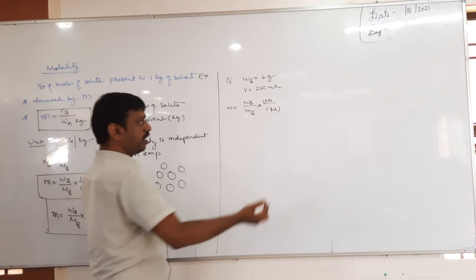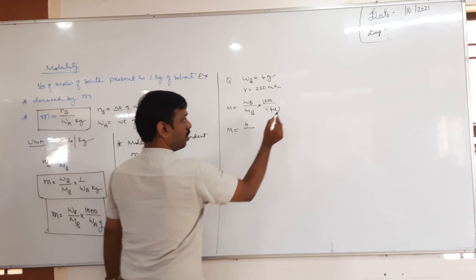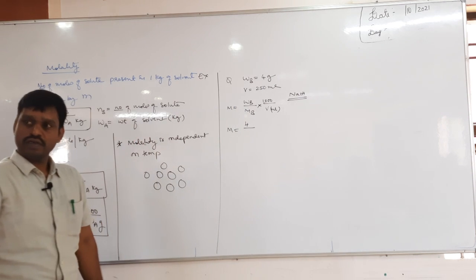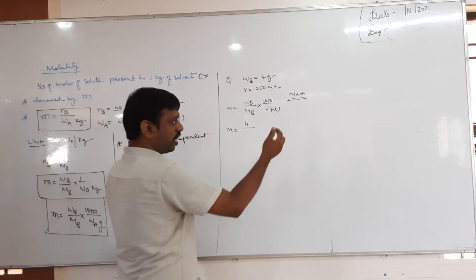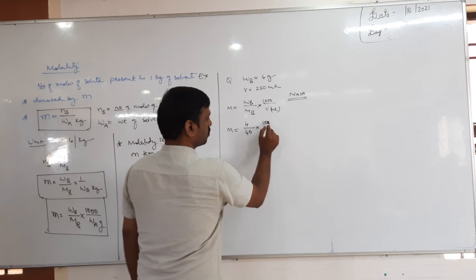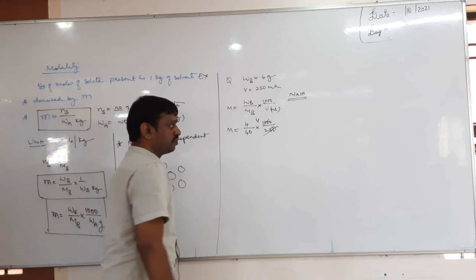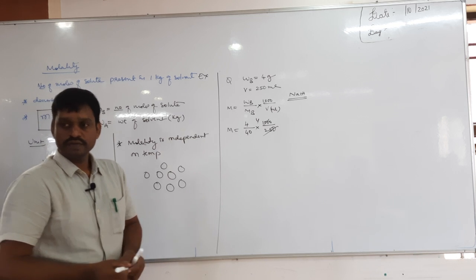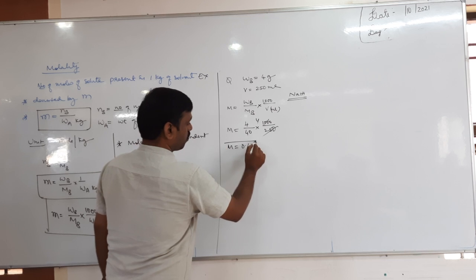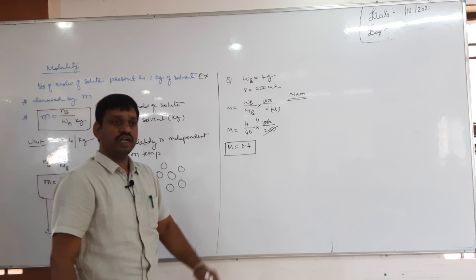For sodium hydroxide, what is the weight given? 4. Then what is the molar mass of sodium hydroxide? 40. You have to remember it, you need not calculate. It is 4 into 1000 by 40 into 250, which gives 0.4. So the molarity is 0.4. That means if the mass is given, you can calculate molarity directly.